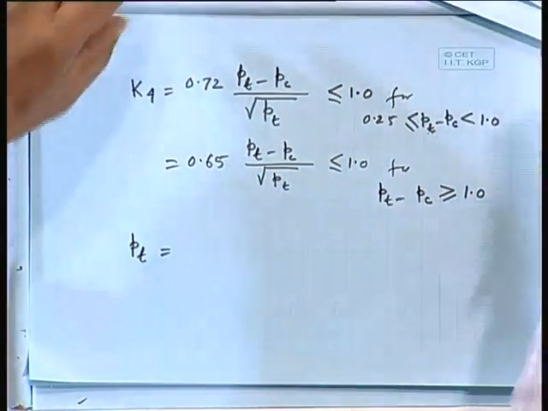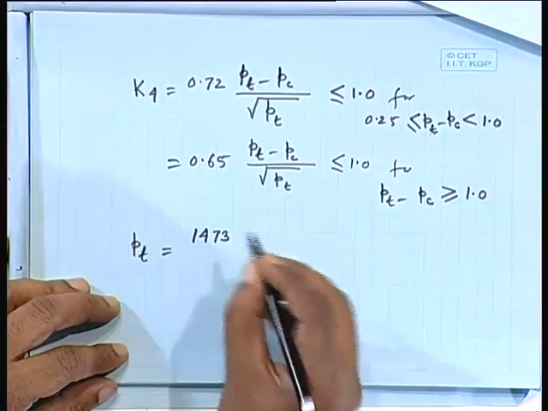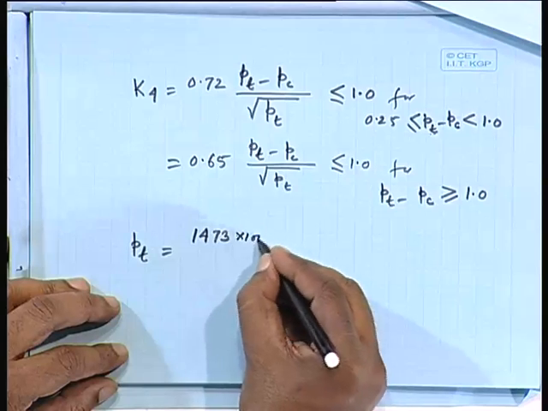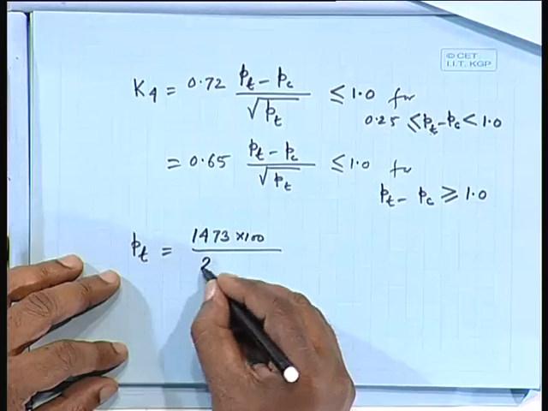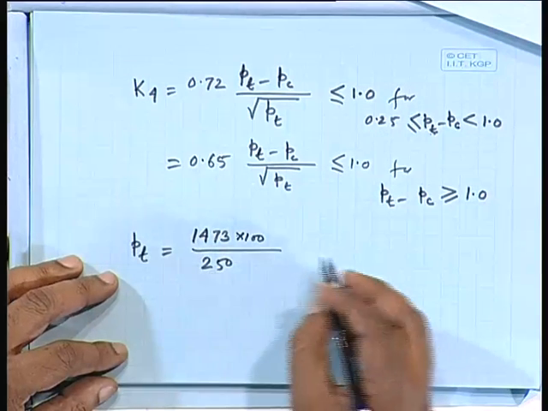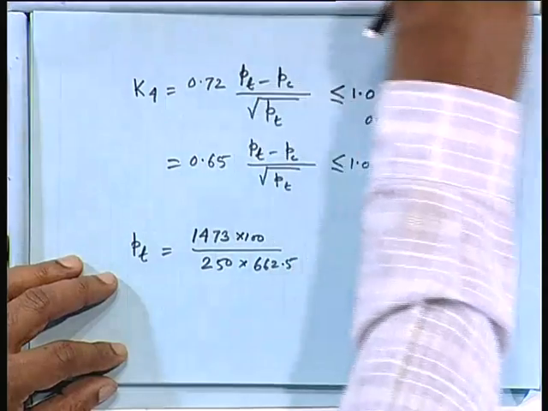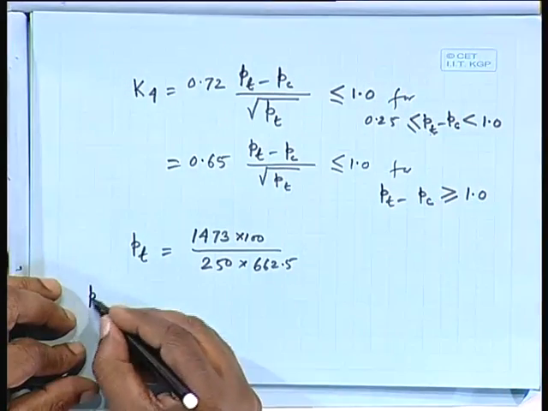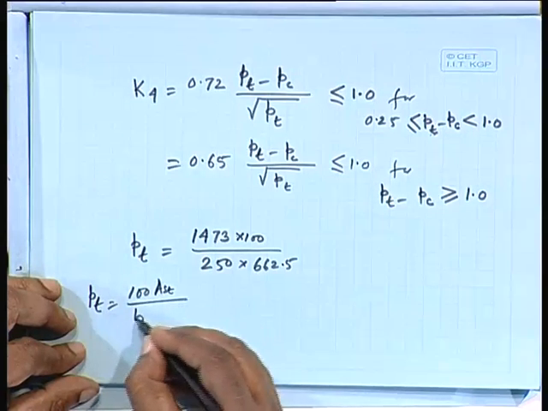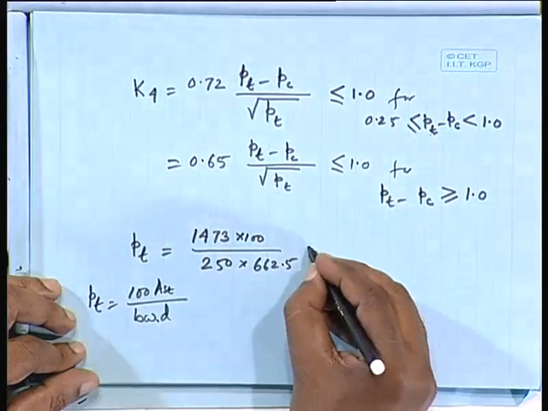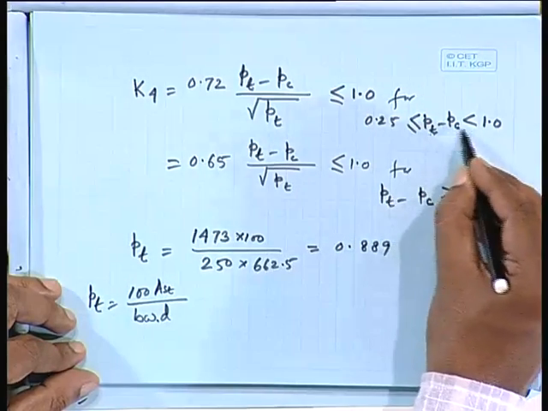Okay, area of steel here: 1473 times 100 divided by BW, we shall use 250, BW times D, 662.5. Let me write down here, PT will be equal to 100 AST by BWD, and equals 0.889, it comes in this range.